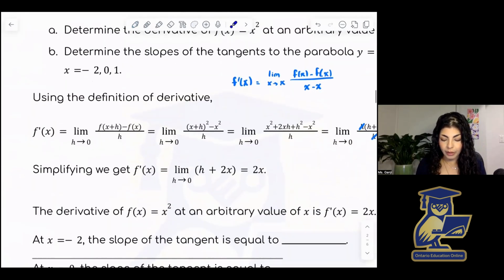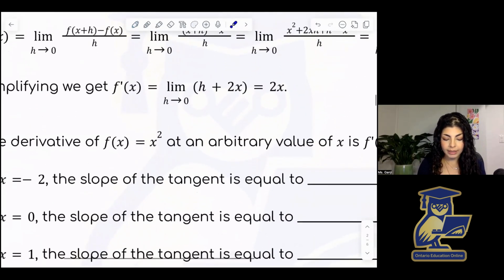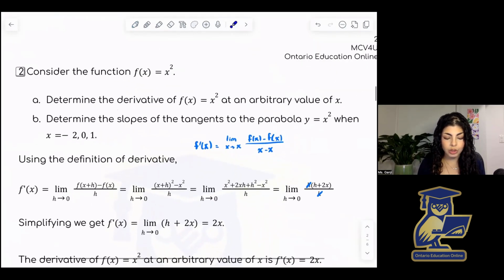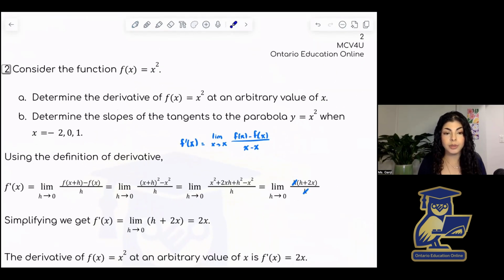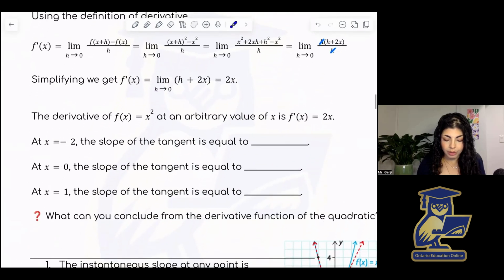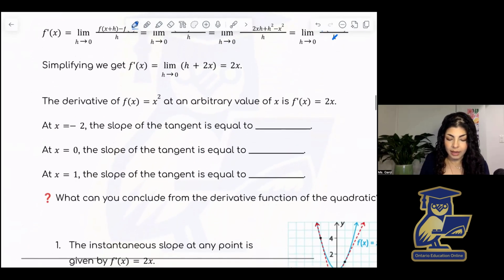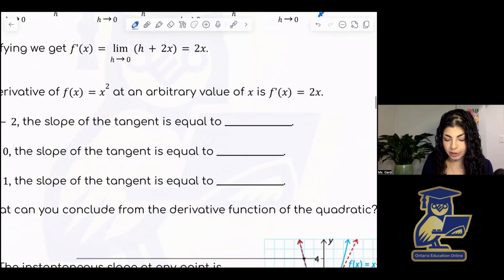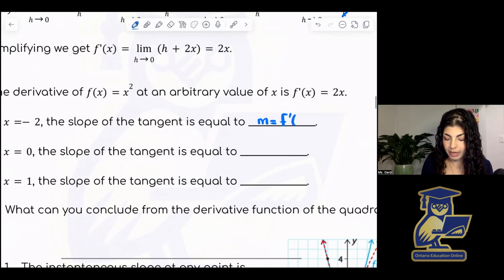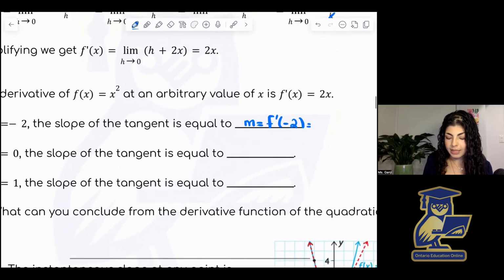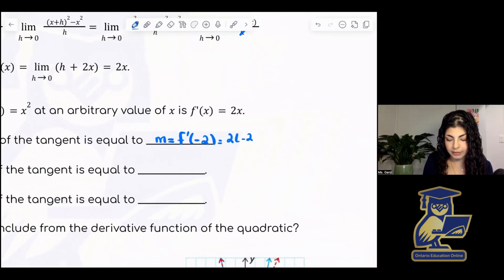So now I have that 2x, and part B has asked us to determine the slope of the tangents to the parabola y equals x squared at these given values. So let's try that now. And I'm now going to show you another representation. We had previously m here, but I'm also now going to write this as m is equal to f prime of -2. And this is still 2 times -2, which is -4.